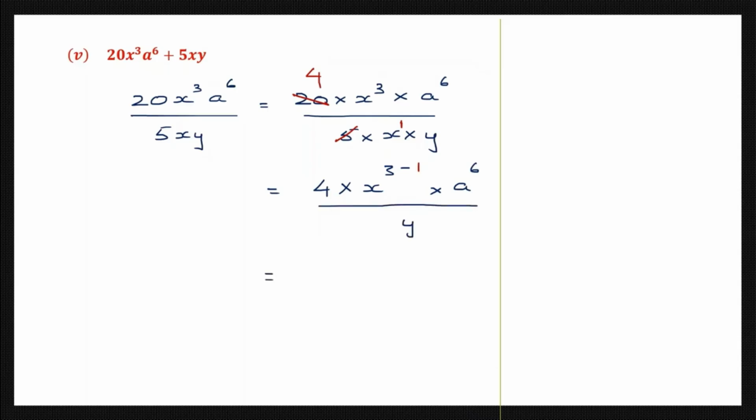So let's do this. 4 into x to the power of 3 minus 1 is 2 into a to the power of 6 by y. Finally my answer is 4x square a to the power of 6 by y. So this is my final answer.